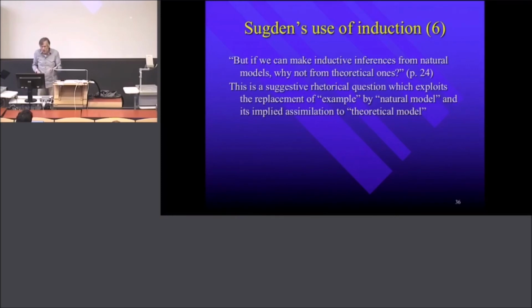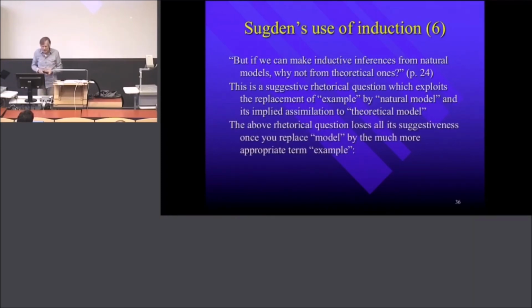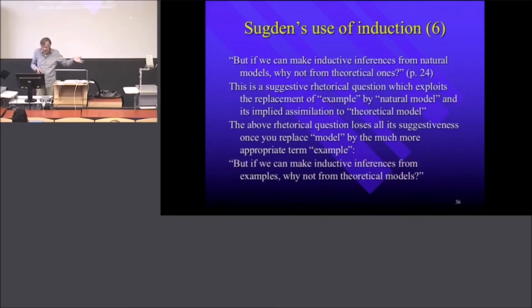And that works only because he uses the term natural model here. The above rhetorical question loses all its suggestiveness once you replace model by the much more appropriate term example, the original term. Then this sentence reads: but if you can make inductive inferences from examples, why not from theoretical models? Absolutely no reason. So that's the trick.